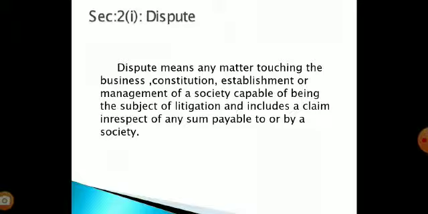Then dispute covers these matters. What are the items or the matters that are included or covered by the dispute? A dispute means any matter touching the business.